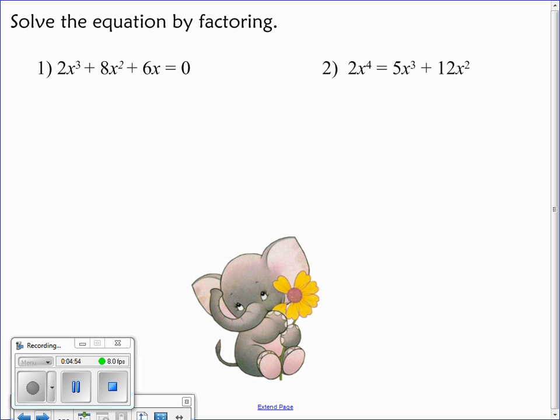If I ask you to solve number 1 by factoring, I'll take an x, but also a 2. So let's take out that 2x. We're left with x squared plus 4x plus 3.